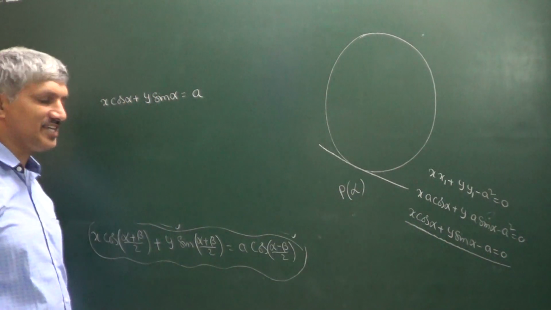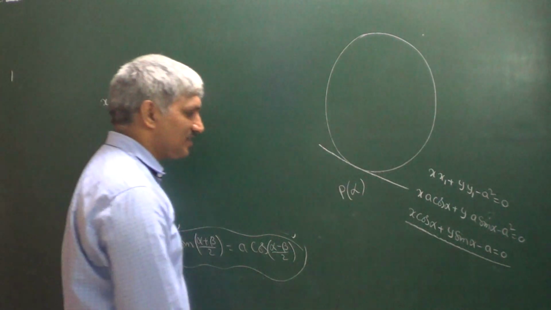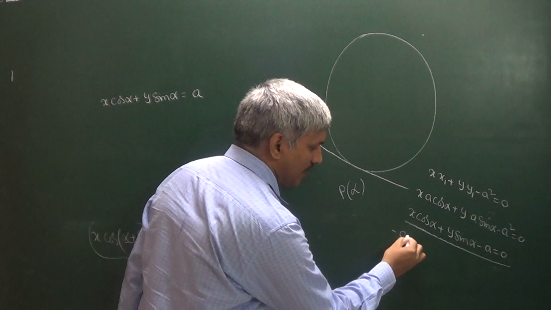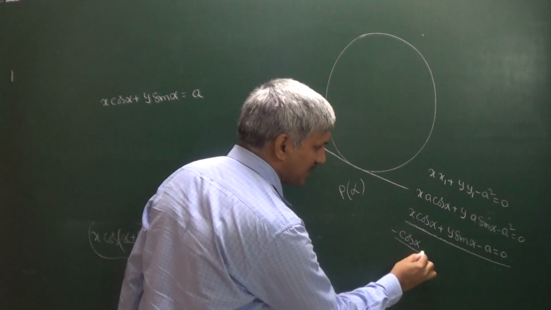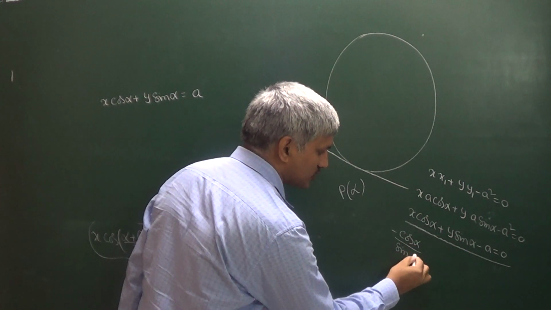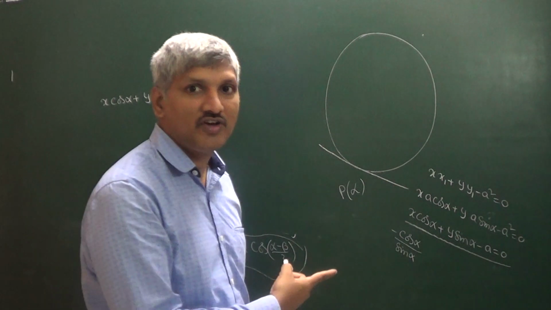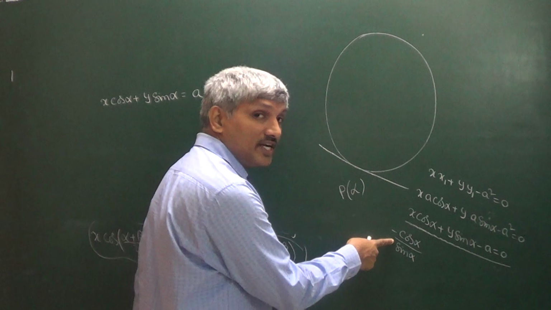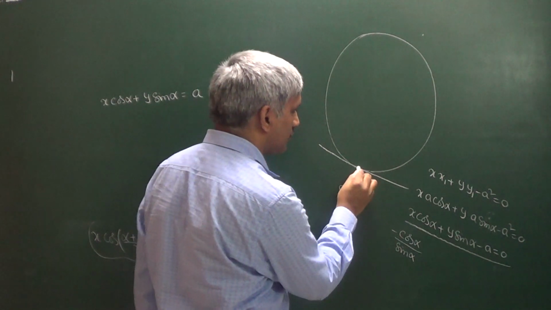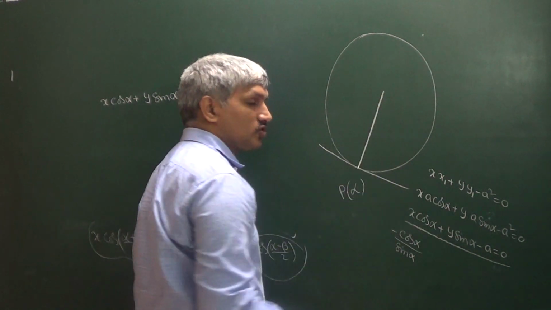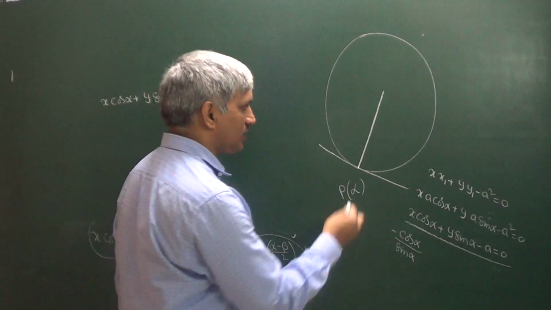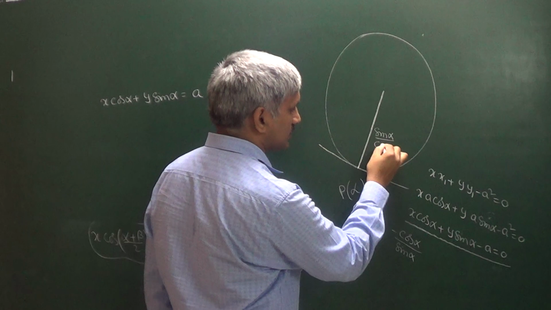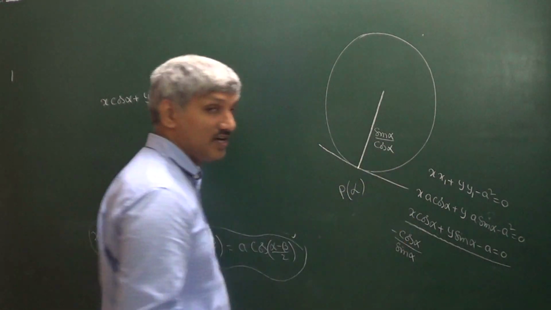The same tangent equation we got here. What is the slope of the tangent? The tangent slope is equal to minus cos alpha divided by sin alpha. Minus of x coefficient divided by y coefficient is the slope of the tangent. But if this is the slope of the tangent, then what is the slope of the normal? Normal slope is equal to sin alpha divided by cos alpha.